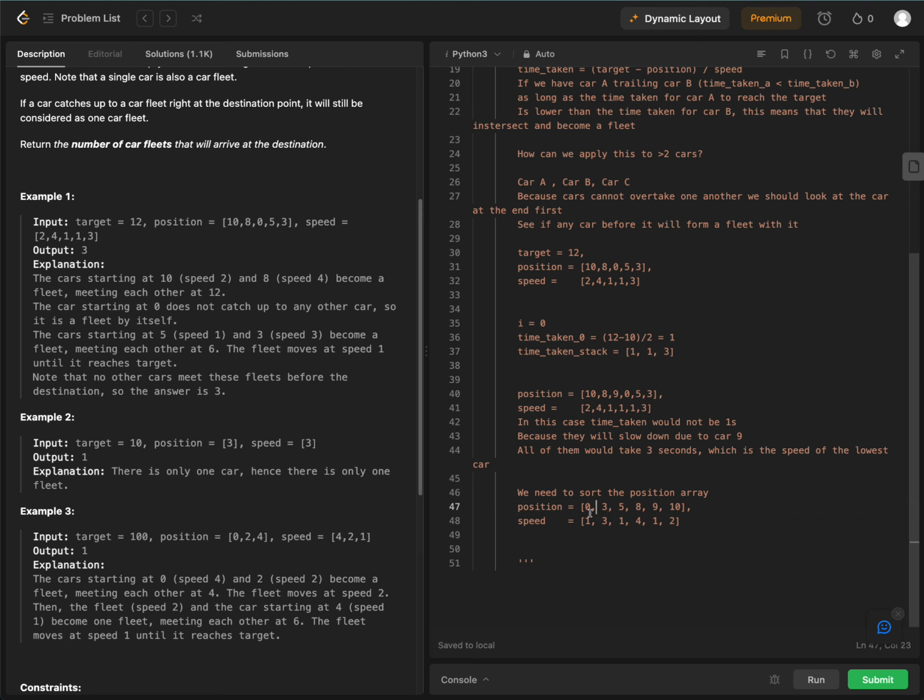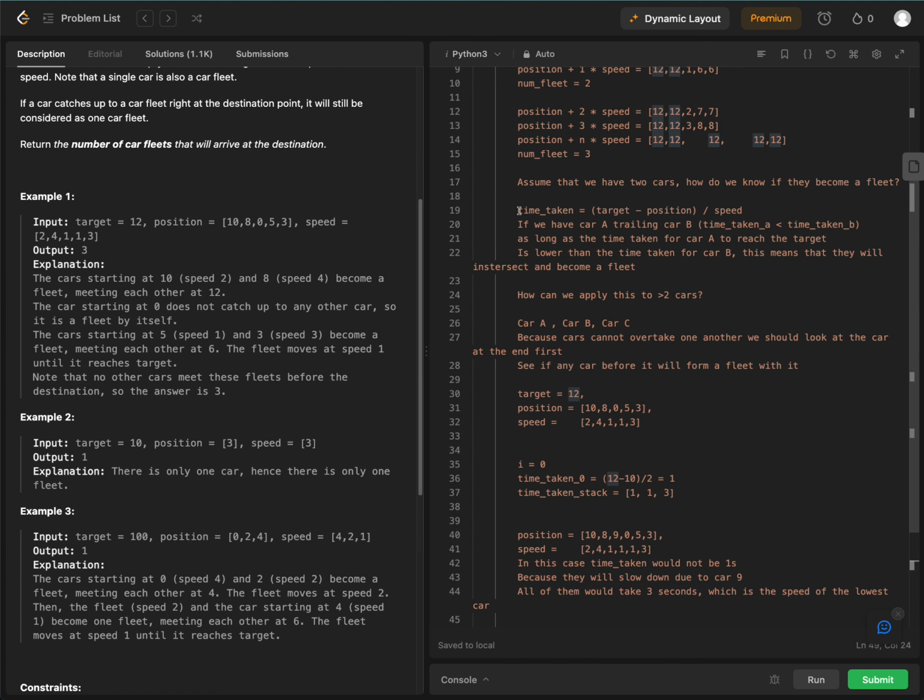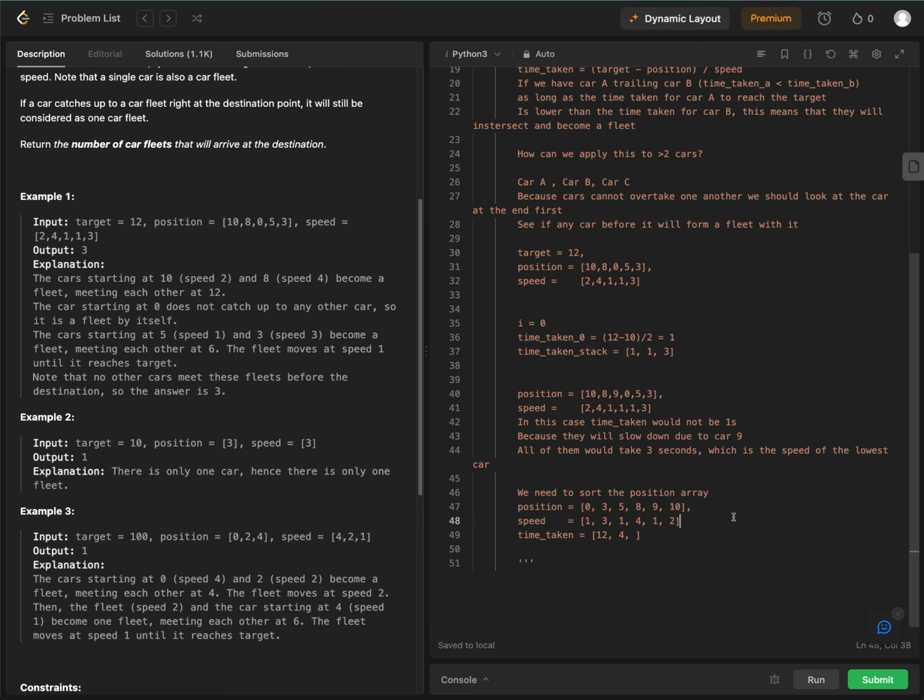So we're looking at this again, and we see that 0 and 1, 3 and 3 would never intersect. Let's just say time taken. The target is 12. So 12, 3 plus 3, 4, position 3. 12 minus 3, again, let's remember this: time taken equals target minus position, divided by speed.